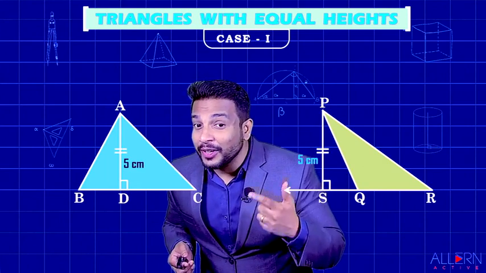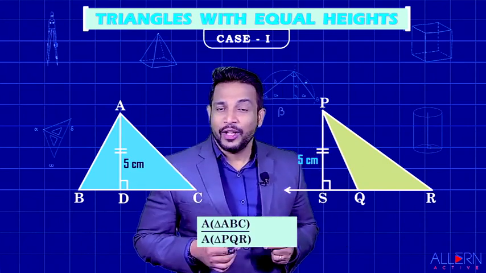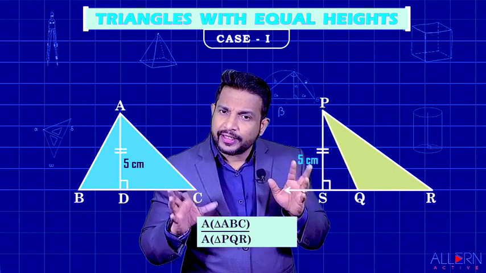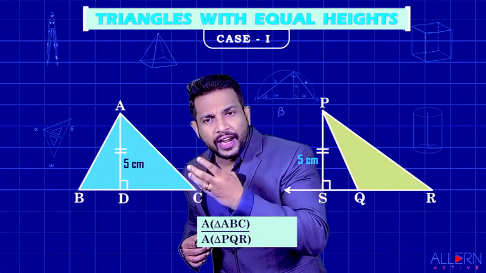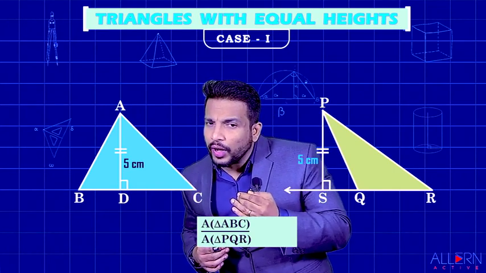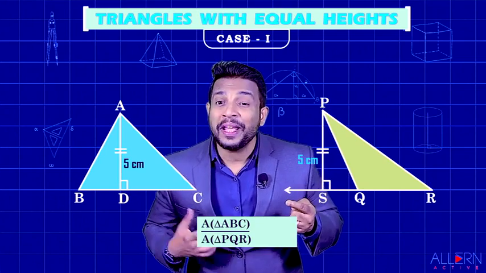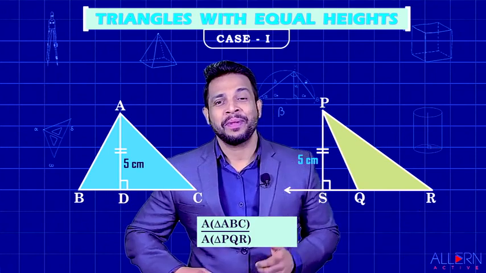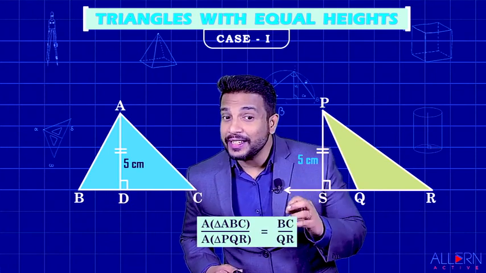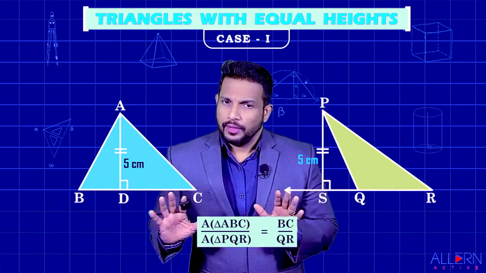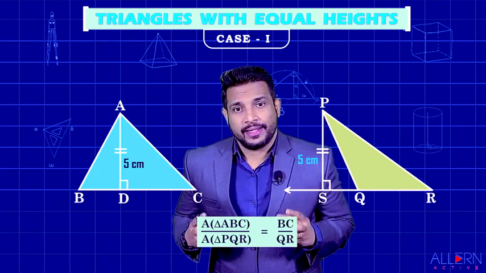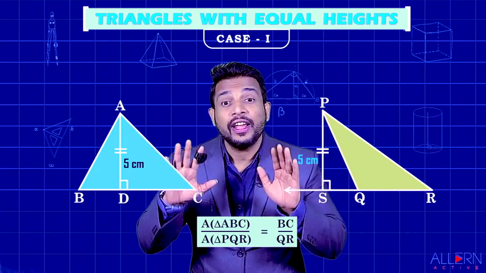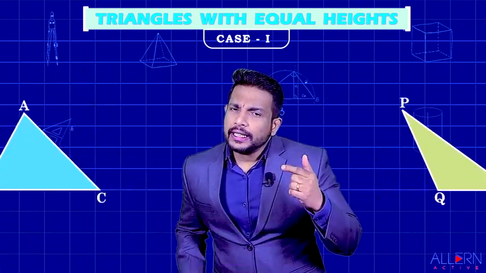Now the second and the third is very important. Let's understand that. So according to this, if I say heights are equal, then I can say that area of triangle ABC upon area of triangle PQR will be equal to base upon base, that is BC, that's the base, upon QR, that's the base. So we write the answer as BC upon QR. Very simple. This is one case, right? Heights are given equal. So let's see the next case.